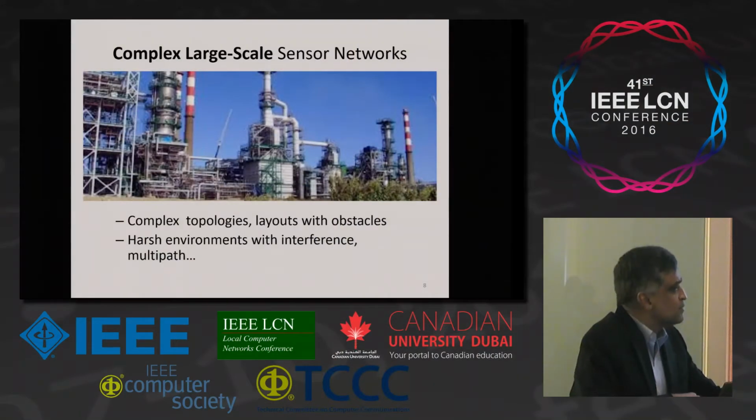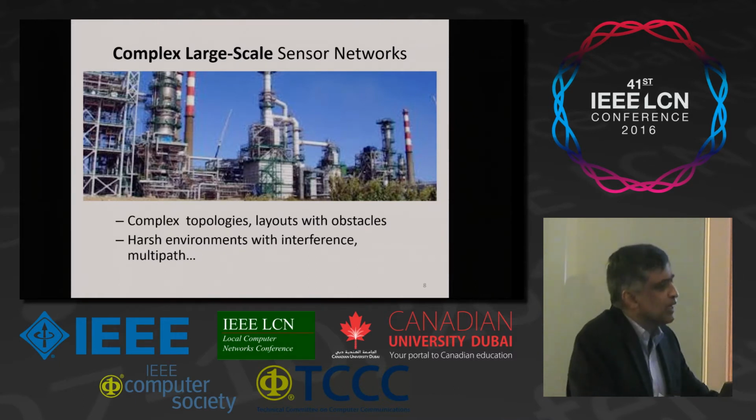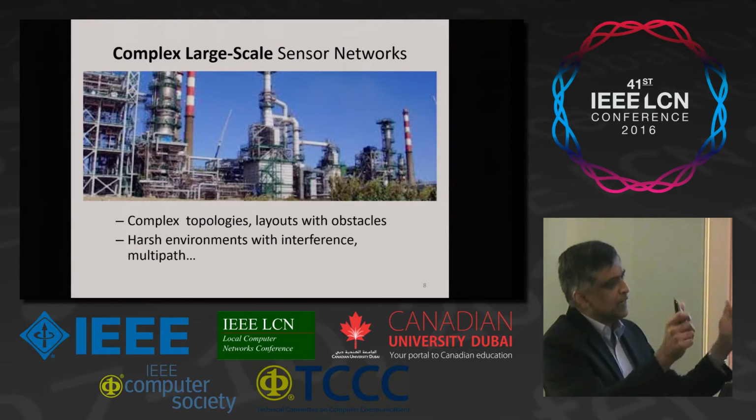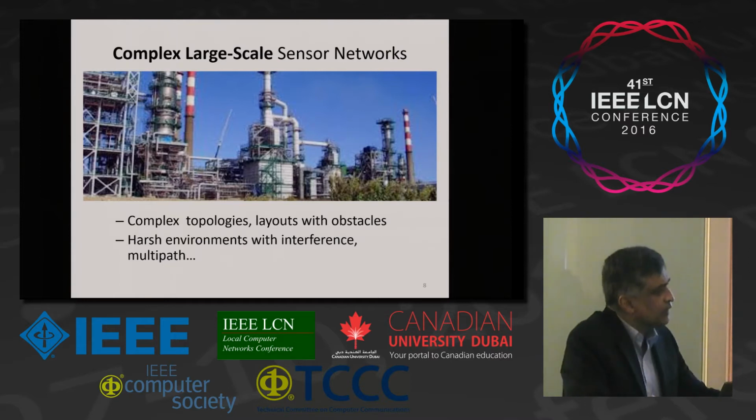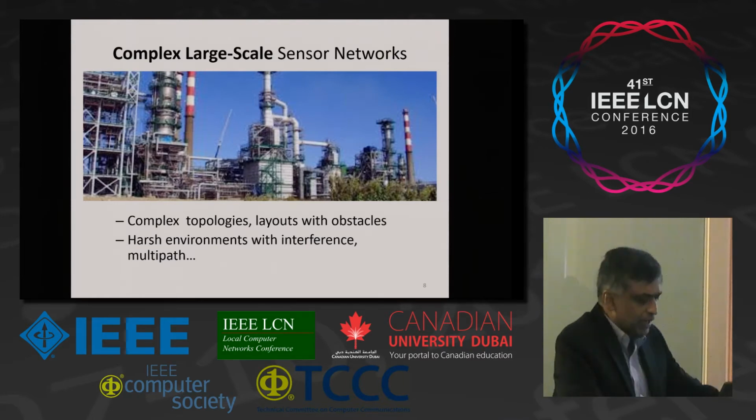Can we deploy sensor networks in an environment like this? It's very unlikely. If you have sensors that can detect corrosion in pipes and you want hundreds of thousands of sensors in this area, it's a very harsh environment. Signals get reflected, attenuated. You can have two nodes that are within 1 foot of each other, but there's something in between, so they can't communicate. This is the complexity that I'm talking about, right? The large scale is one thing, the complexity is something else. Complex topologies, layouts with obstacles, harsh environments with interference, and multiple paths.